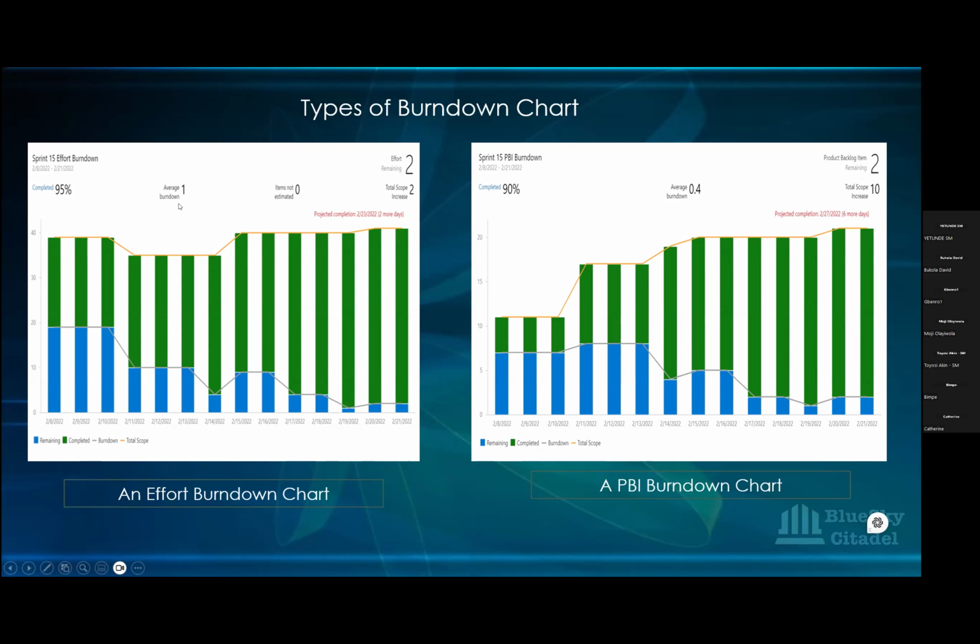And then the average burn down, you can see there is 1, on the positive side. Total scope increase was 2, so they increased by 2 story points during the sprint. And you can see items not estimated is 0, so that means they estimated all the stories that went into that sprint. You can see that there.